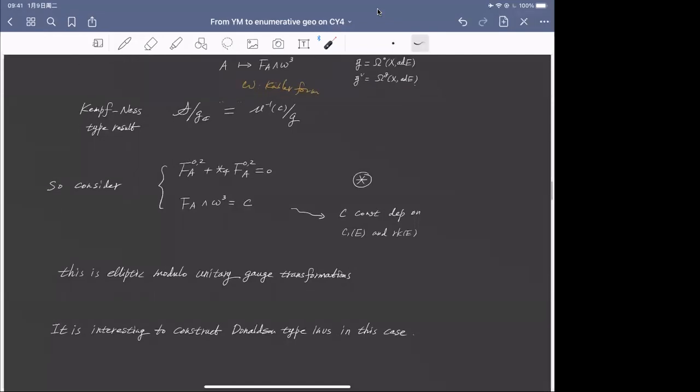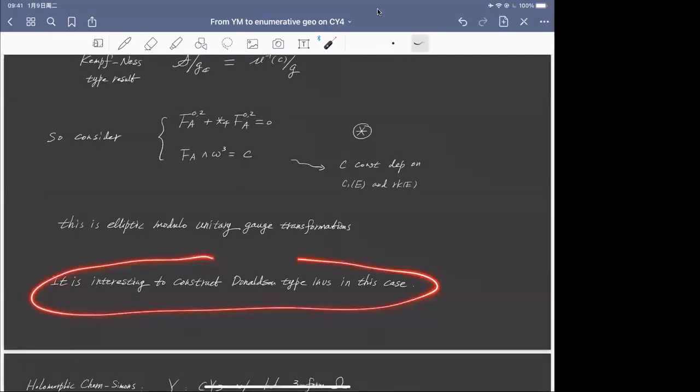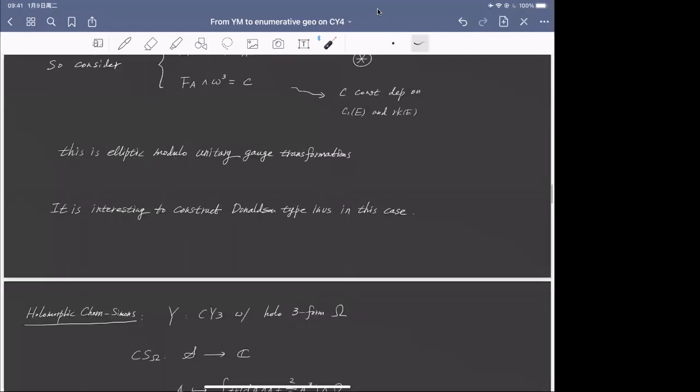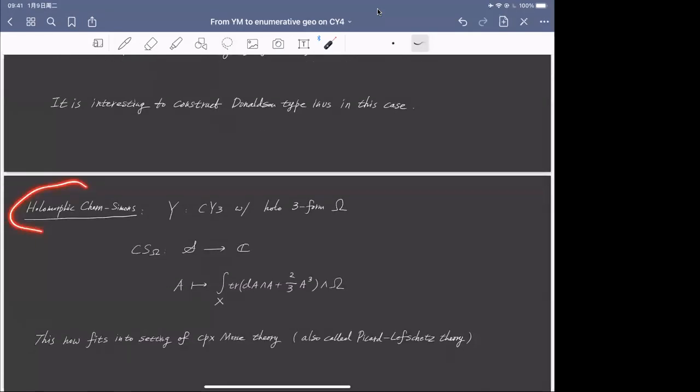Okay, so I will mention this part later in the very end of this talk. So let's move on to the complexification of this real G2 manifold case. So this is a Chern-Simons case. So now the title, we call this holomorphic Chern-Simons.